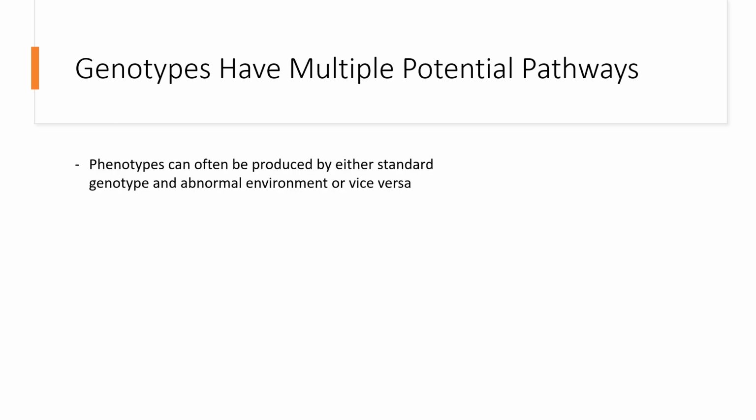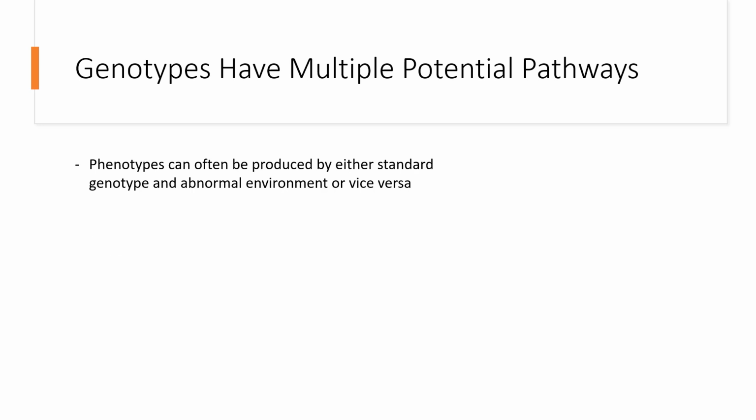Implicit in the idea of phenocopies is the fact that genotypes have multiple potential developmental pathways. There is no single pathway which a genotype must follow to its phenotypic endpoint. This plasticity means that a particular phenotype, normal or mutant, may often be produced either through standard genotypes and abnormal environmental conditions, or through standard environmental conditions with an abnormal genotype.